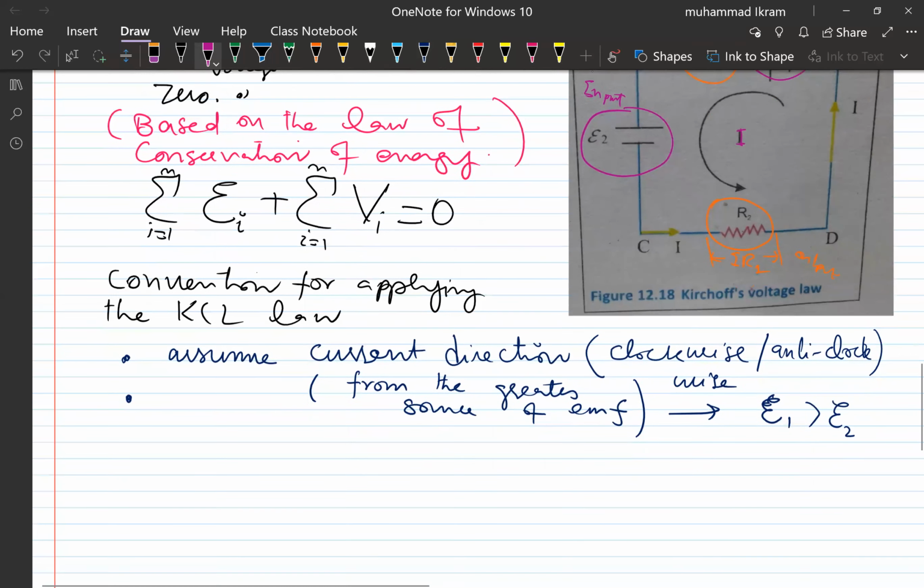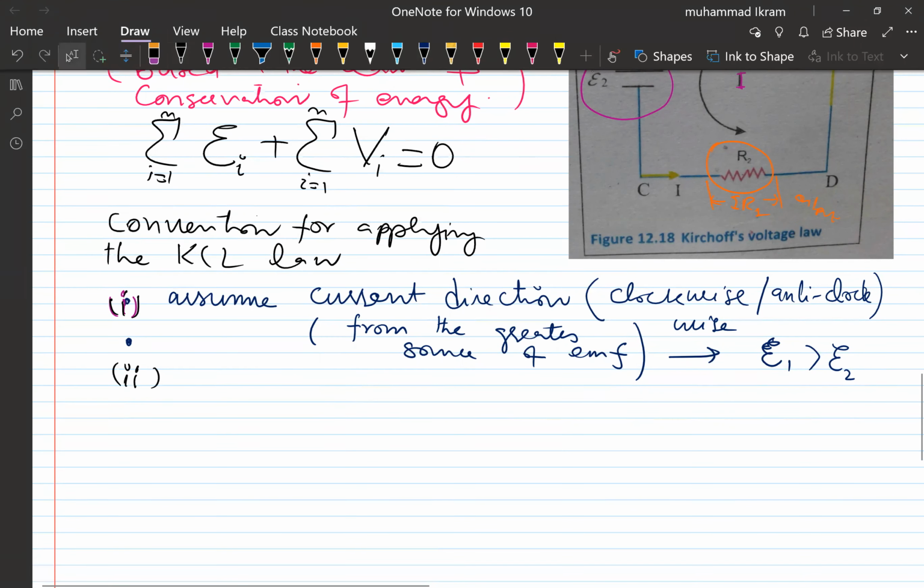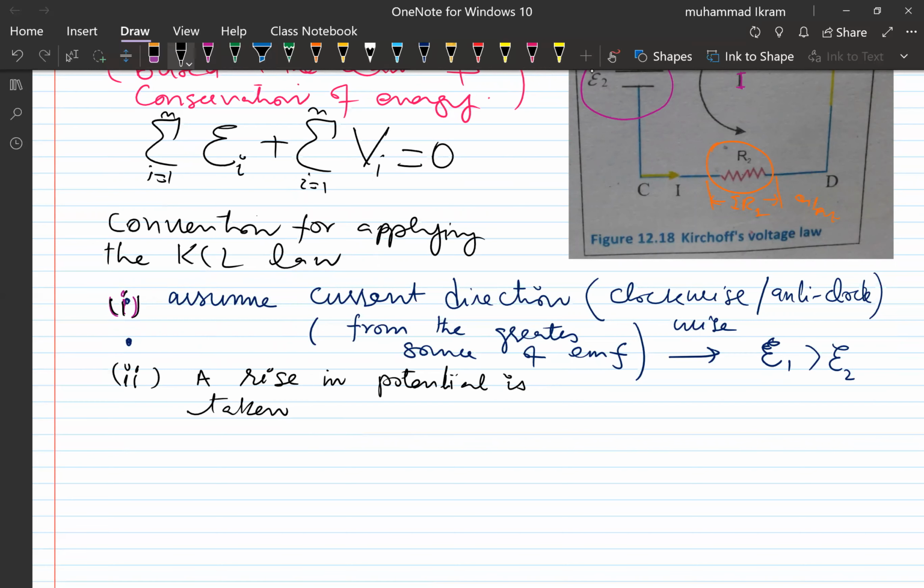This is point 1. The second point here is that a rise in potential is taken as positive, and a drop in potential is taken as negative.